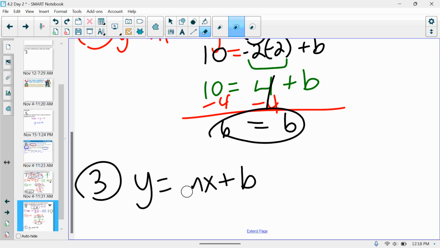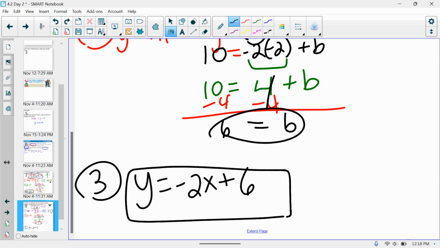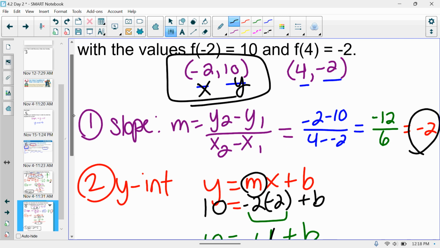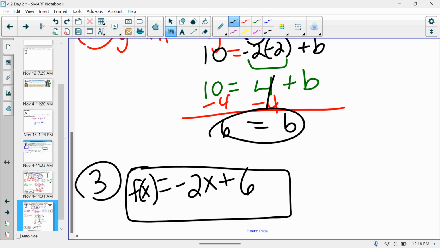So my slope was negative 2. We found that on step 1. My y-intercept I found on step 2, positive 6. So there is my equation. Guys, technically we should write it, sorry, I forgot to do this on the last one, we should really write it in function notation. Remember, it's just a fancy way to write y, but since it was given to us in function notation, we really should write it like that, okay?